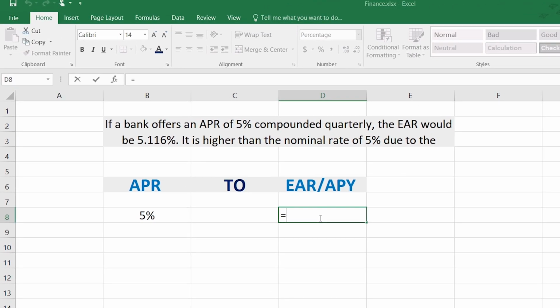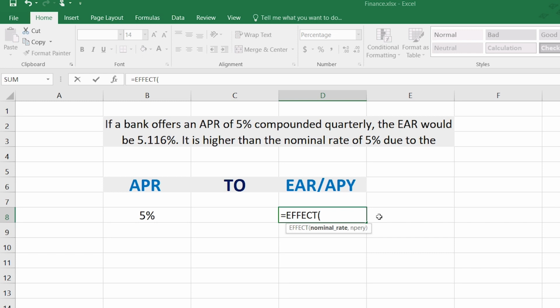In Excel, you can convert APR to EAR/APY by using equals EFFECT and putting in the parentheses the APR and then the number of periods per year, i.e., 12 if it's a monthly transaction. Likewise, you can convert EAR/APY to APR by using equals NOMINAL and putting in the parentheses the APY and then the number of periods per year.